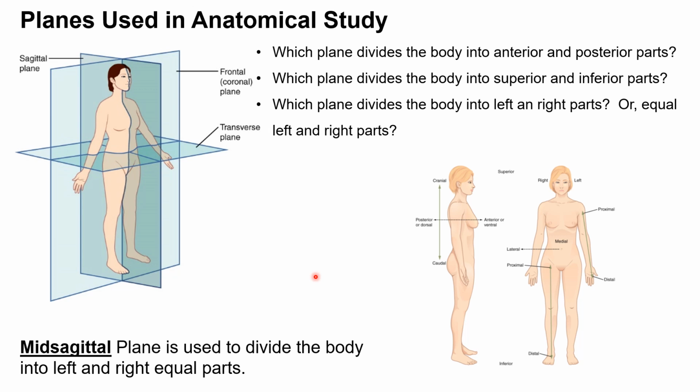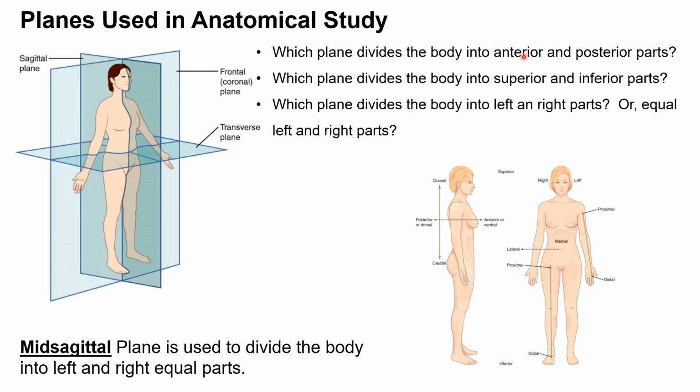A sagittal plane, right there, I'll use this picture, divides the body into left and right. So some of the body is to the left of the plane, some of the body is to the right of the plane. Now, it doesn't have to be centered. If it is centered, and the sagittal plane divides the body into equal left and right halves, then we can call it a mid-sagittal plane, where the left and right parts are equal.